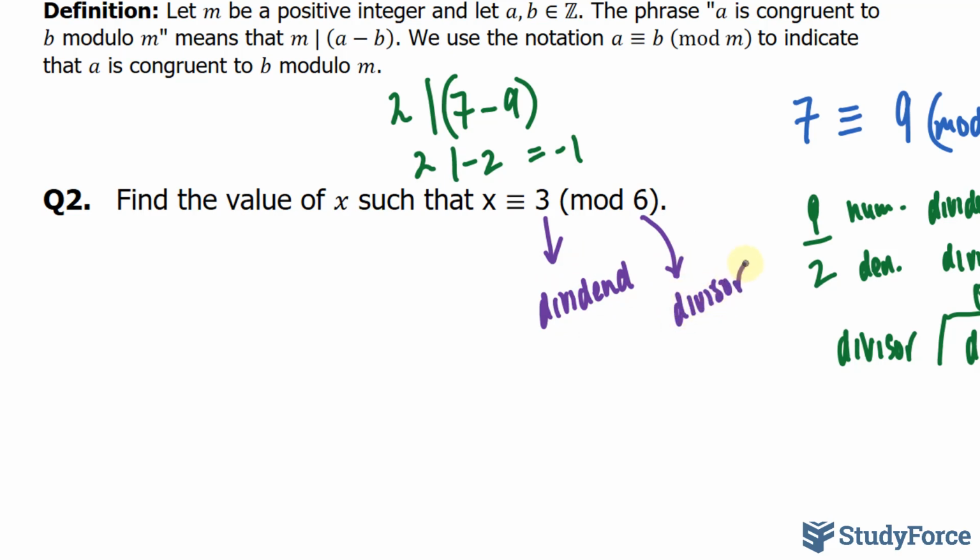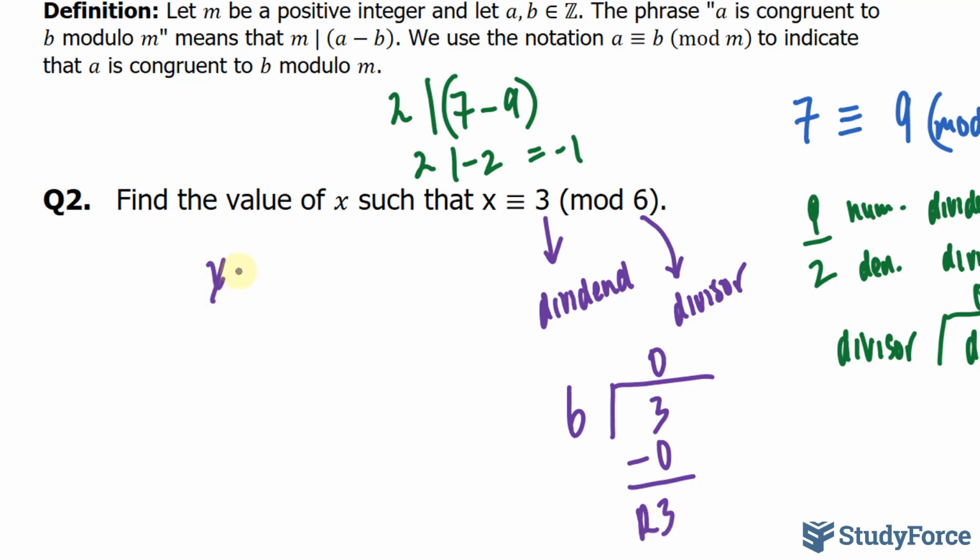So if we divide this out by long division, we have 6 in that position, and the dividend goes in here. 6 does not fit into 3 at all. So we put in 0. 0 times 6 is 0. And we subtract these two numbers, and we end up with an output of 3, which is our remainder.